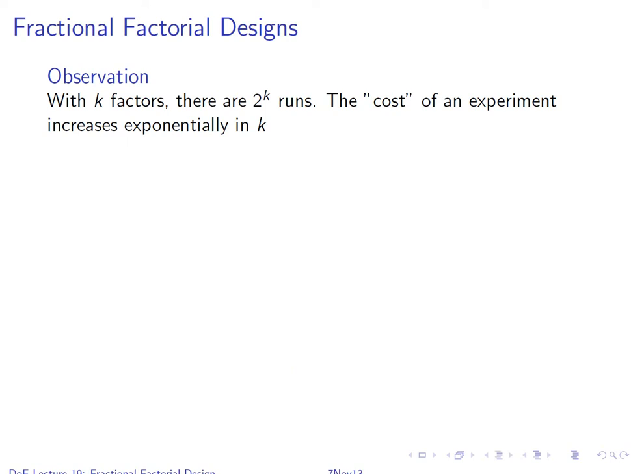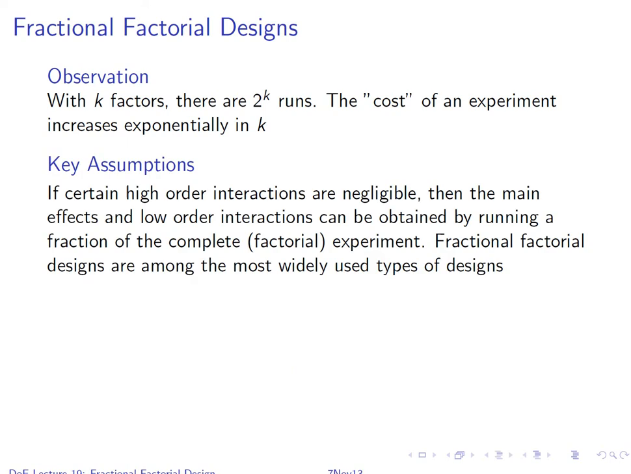As I said earlier, if you have k factors, and since they are all at 2 levels, you have 2 to the k experimental runs in your experiment, and we'll call the number of experimental runs the cost. It's obvious to all of us that the cost of an experiment increases exponentially in k, because the number of runs is given by 2 to the k.